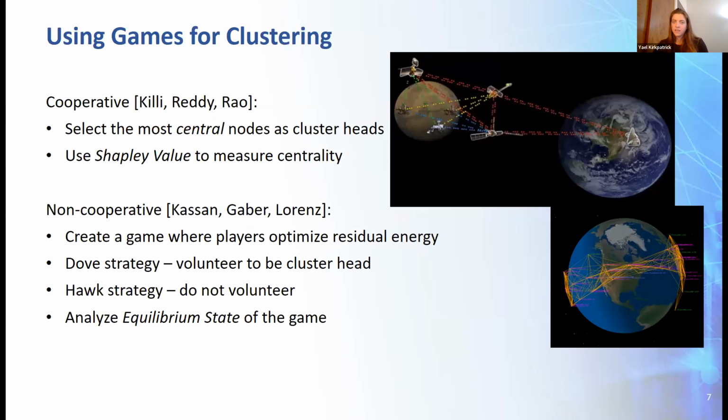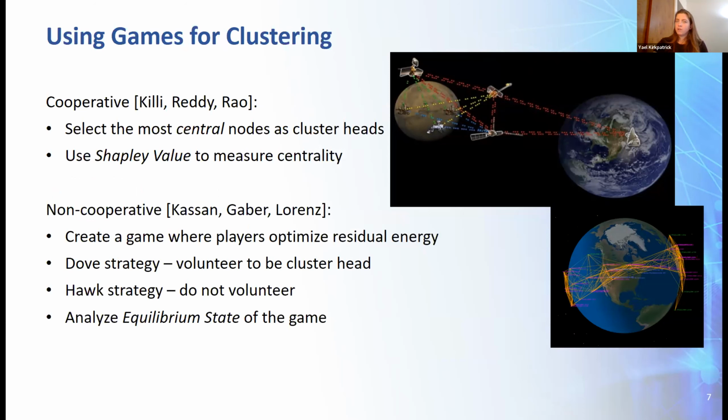Now we can apply these ideas from game theory to this problem of clustering. The first way we can apply it is using this idea from cooperative game theory. We can create clusters around the most central nodes. We'll select the most central nodes as cluster heads, and then each node will just join its closest cluster head, and that will be its cluster. In order to measure centrality, we can give some notion of value to clusters and measure the Shapley value of nodes, and then use the ones with the highest Shapley value to become the cluster heads.